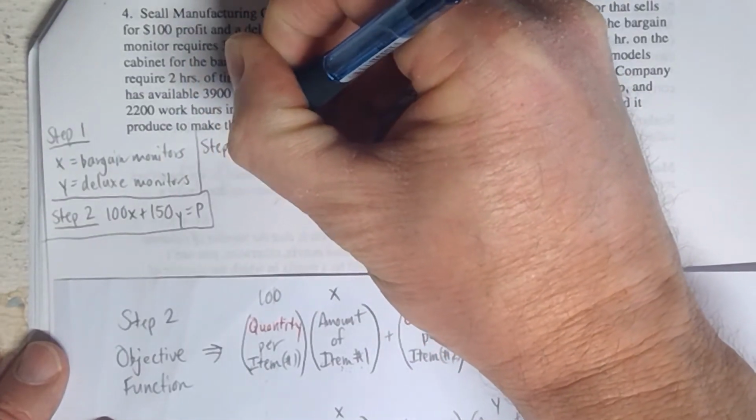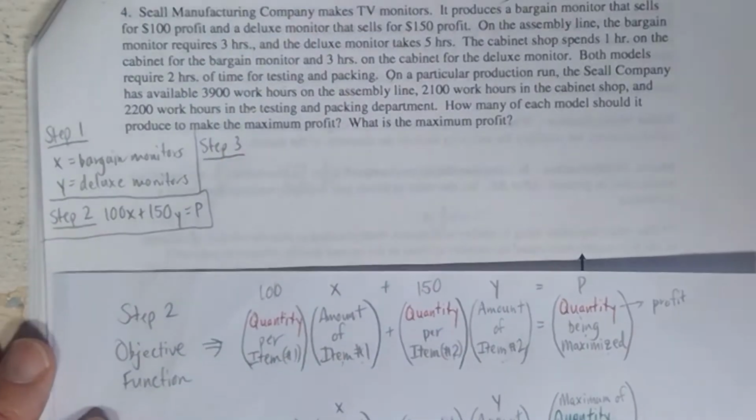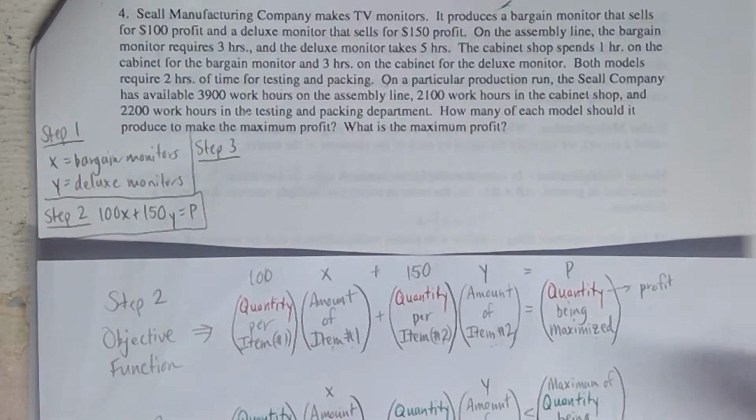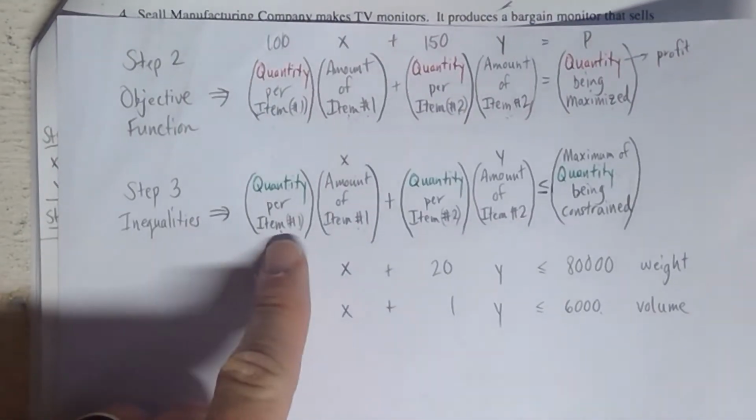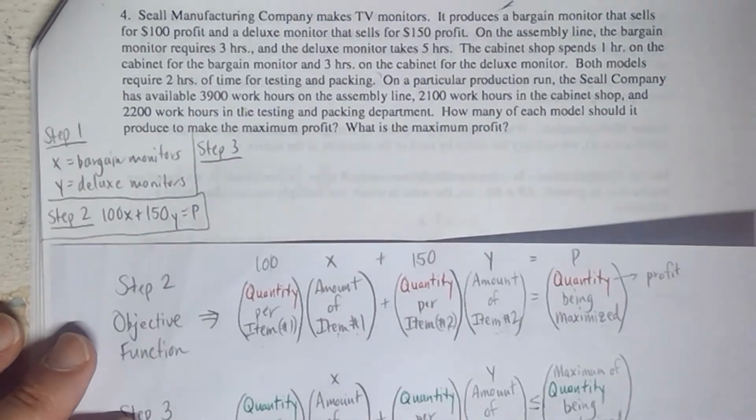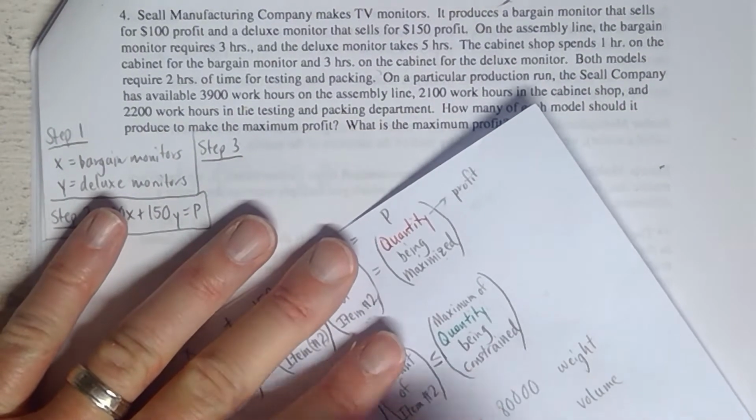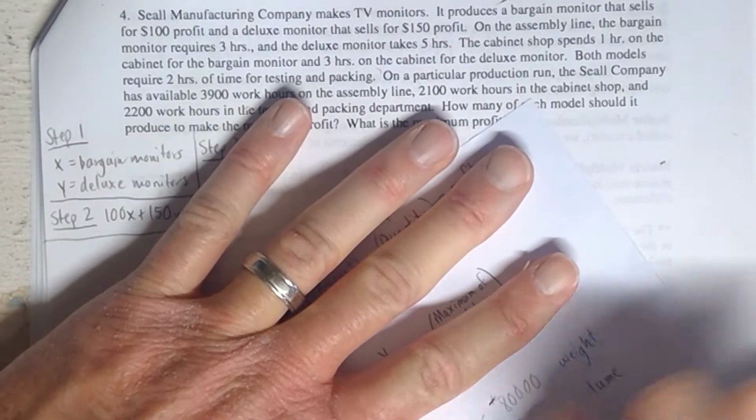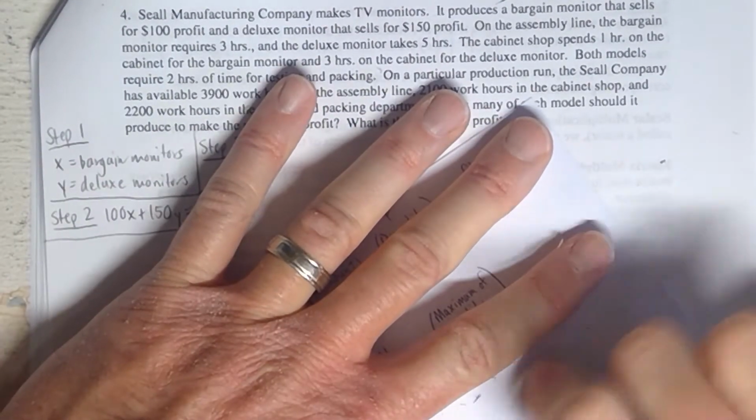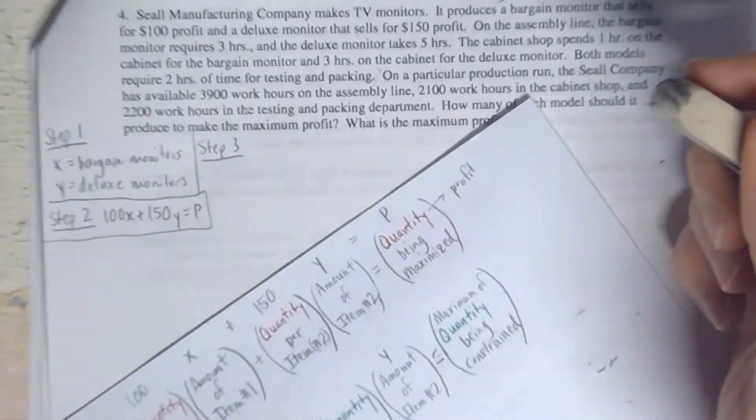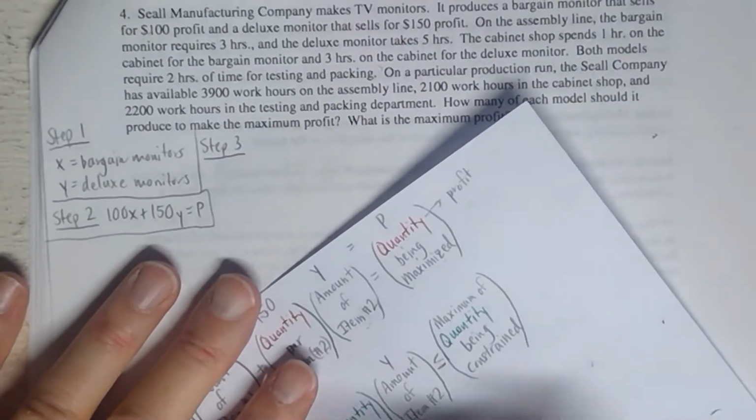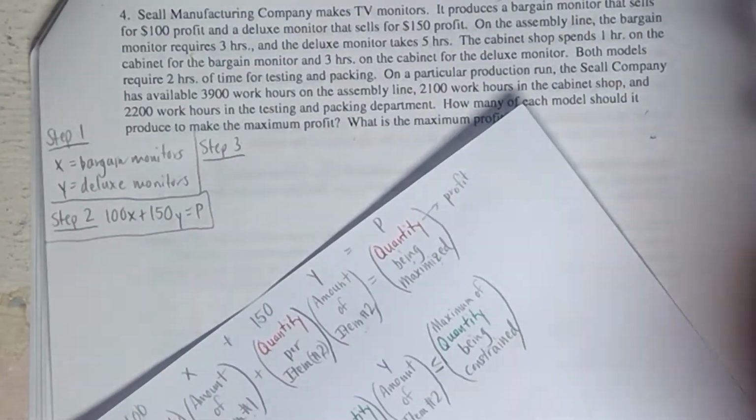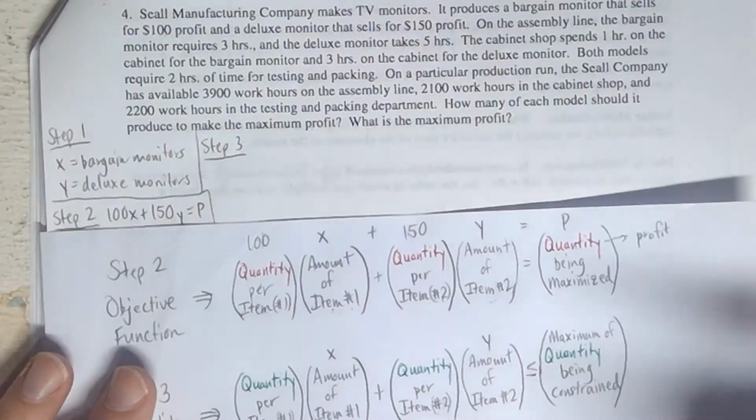Okay, step number 3. Remember what we just said just before we jumped back here to number 4. As we go into step 3 and we do these inequalities, how do we know which numbers are our constraint numbers? As I erase off the old problem here, remember we said that the numbers that describe the two things that you're trying to find, in this case the deluxe monitor and the bargain monitor, those are not the numbers you're constraining. Those numbers stay the way they are, but that's not what you're constraining.